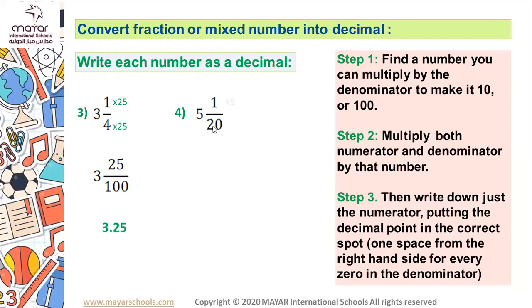5. Okay. Now let's see this example. Denominator 2. I should multiply it by what? By 2. Wait a second. You need to multiply it by 5 to get a 10. Excellent.